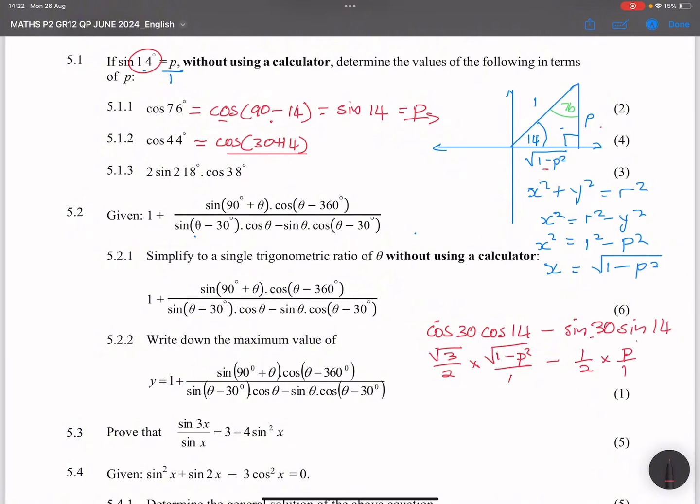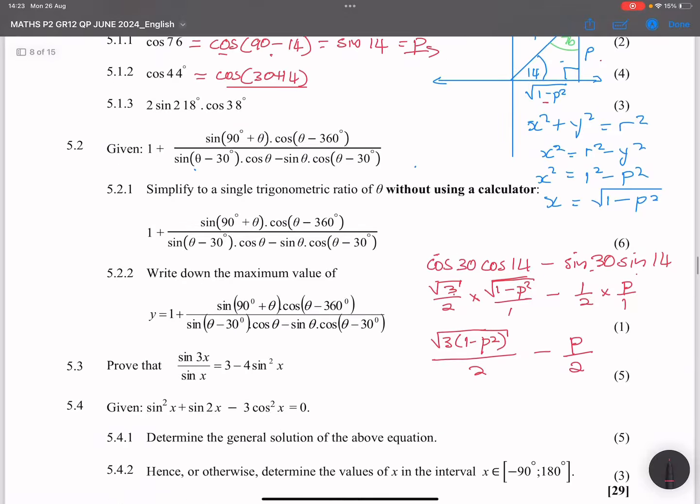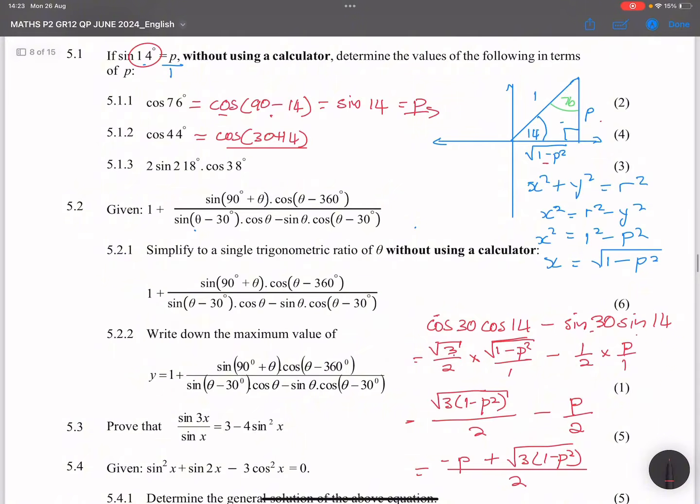So what do we get? We've got root 3 into 1 minus p squared. I'm using the third rule, the square root of that times the square root of that, I'm putting all of them under the same square root, over 2 minus p over 2. So we can add all of this up. This will give us minus p plus the square root of 3 into 1 minus p squared, all of it divided by 2. Ladies and gents, that's how we would get that number over there.